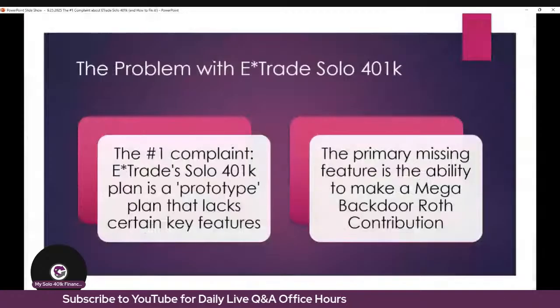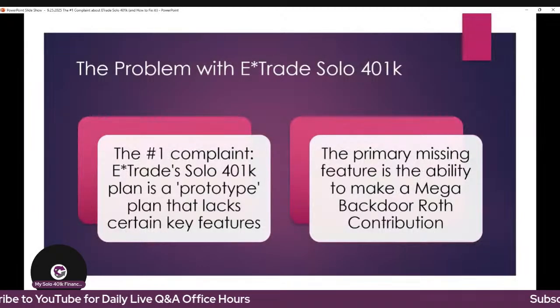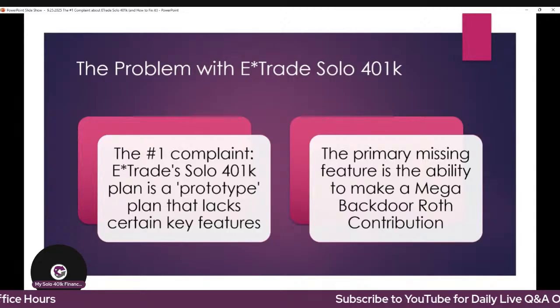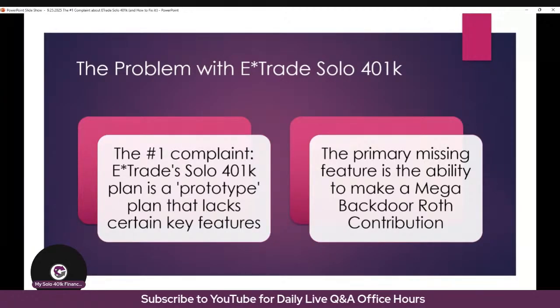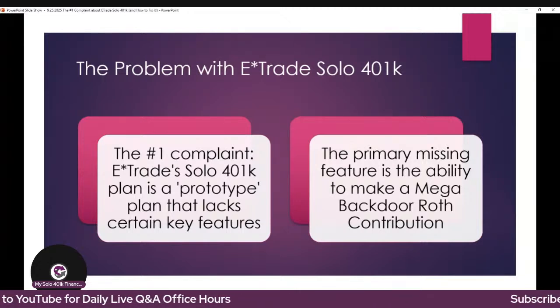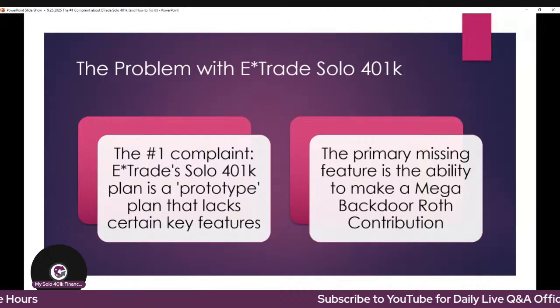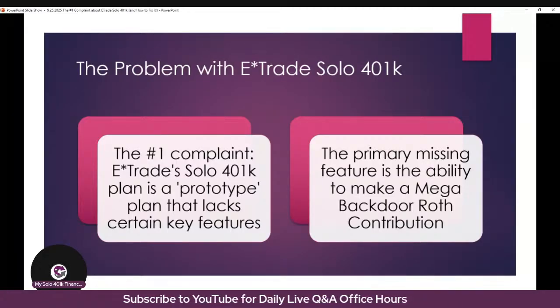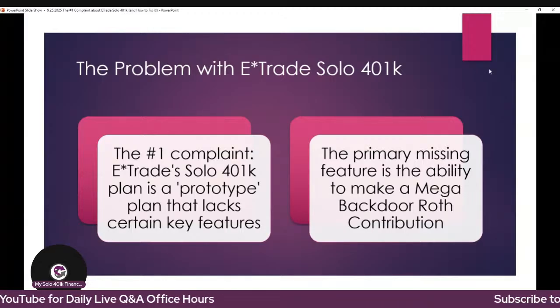So let's first lay the foundation with understanding the problem with the E-Trade Solo 401k. The number one complaint with E-Trade Solo 401k is that it's a prototype plan that lacks certain key features. So it's a basic plan. It's not going to have a lot of the advanced features that so many clients are looking for. For example, the primary missing feature is the ability to make a Mega Backdoor Roth contribution.